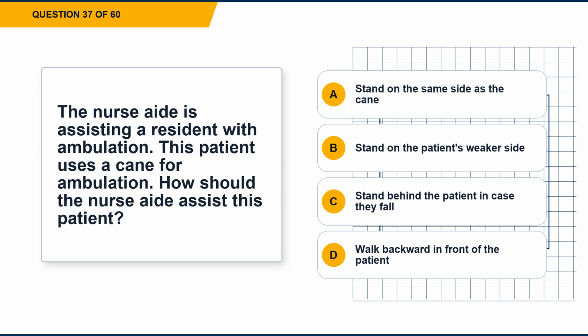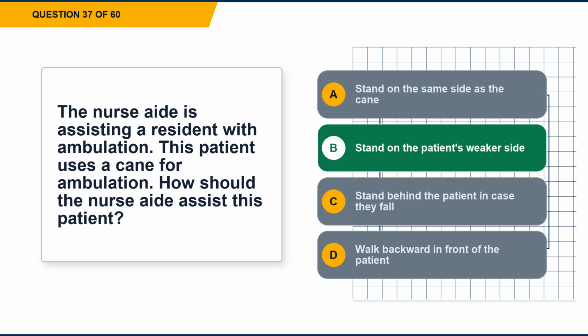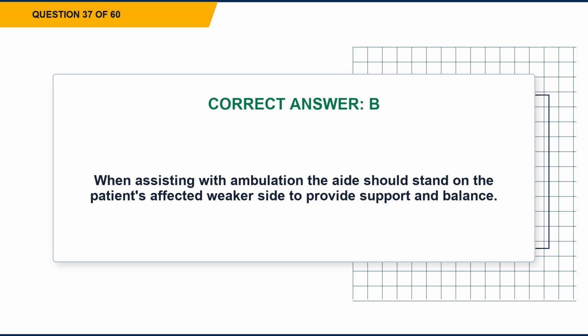Question 37. The nurse aide is assisting a resident with ambulation. This patient uses a cane for ambulation. How should the nurse aide assist this patient? Option A, stand on the same side as the cane. Option B, stand on the patient's weaker side. Option C, stand behind the patient in case they fall. Option D, walk backward in front of the patient. The correct answer is option B, stand on the patient's weaker side. Explanation. When assisting with ambulation, the aide should stand on the patient's affected weaker side to provide support and balance.